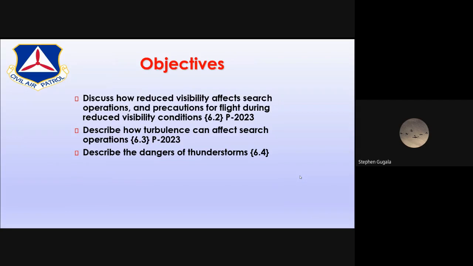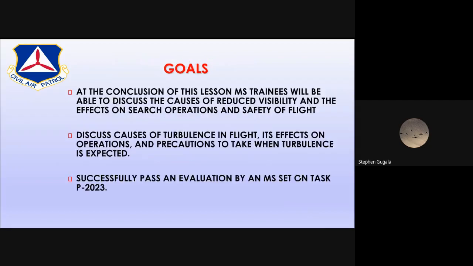We're going to describe how turbulence can affect search operations. That's P2023 also. And we're going to describe the dangers of thunderstorms, which frankly isn't listed in either of these, but you need to know about it. At the end of this lesson, you should be able to discuss the visibility issues that we talk about. You should also be able to discuss turbulence in flight and the effects on ops, and successfully pass an evaluation by a Mission Scanner set on task P2023. And as I said, if you stick with us, that'll be done on Friday with a paper evaluation.